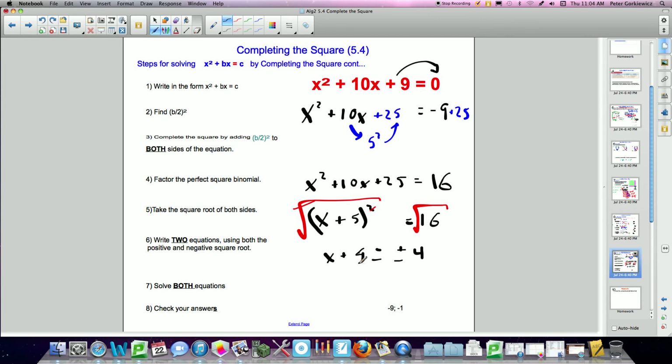Yeah? Ooh, that's not your bell, that's my bell. So, if the 4 is positive, you'd subtract 5 and you'd get the negative 1. And if the 4 is negative, you'd subtract 5 and you'd get the negative 9. So you get these two solutions either way. Great.